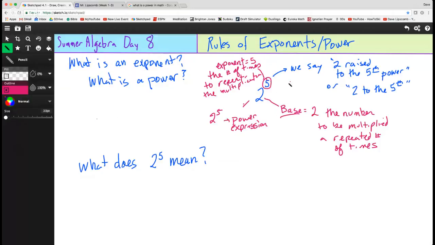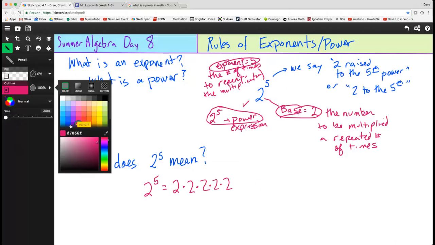Sometimes people call 5 the power, and as far as I know and have been trained, 2 to the 5th, the whole thing, is the power. Some people get a little bit confused, but to be exactly precise, let's know what our exponent is, our base is, and then what our power is. Now, what does it mean? If 2 is the number to be multiplied a repeated number of times, and 5, the exponent, is the number of times to repeat the multiplication, 2 to the 5th means 2 multiplied together 5 times. So 2 times 2 times 2 times 2 times 2.